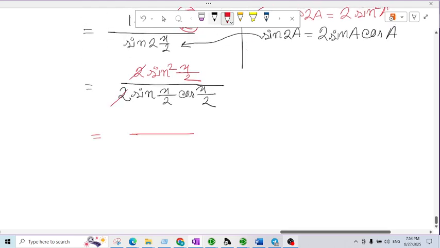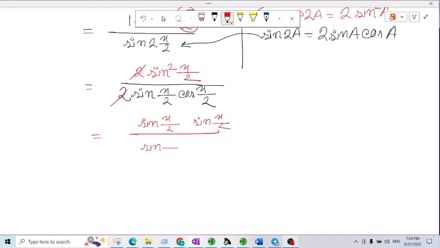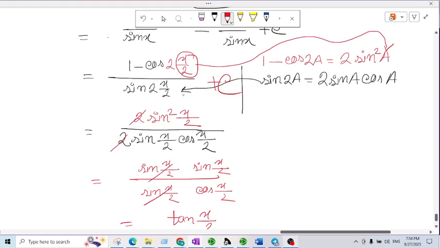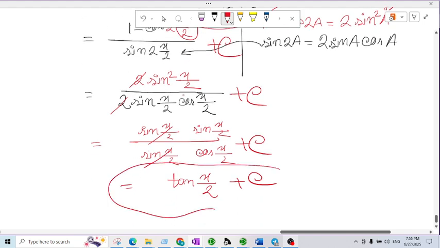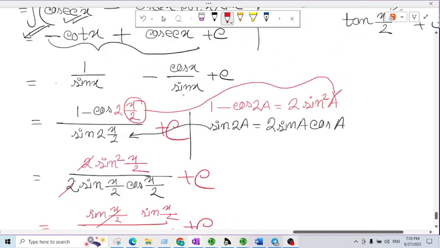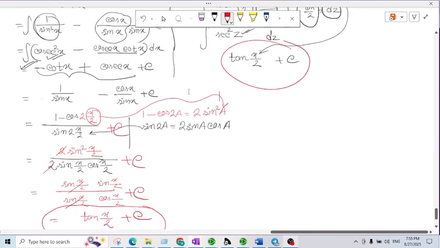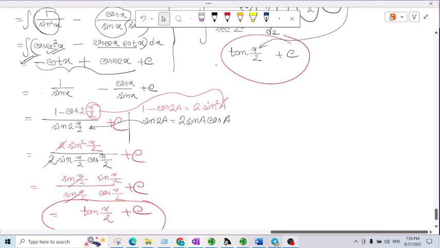Okay, so now the 2 cancels out, and we know that sin x by 2 can be written twice as we have a square here, then sin x by 2 cos x by 2. Sin cancels out, and we finally have tan x by 2. We have a c missing here, so write c. Okay, so this is tan x by 2 plus c, and you see we have the same answer, tan x by 2 plus c. That means we eventually get the same answer because these two are the same.